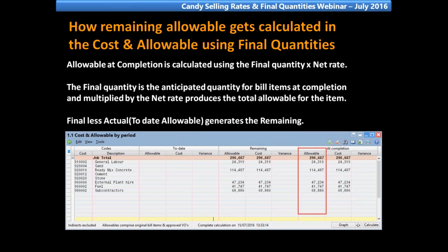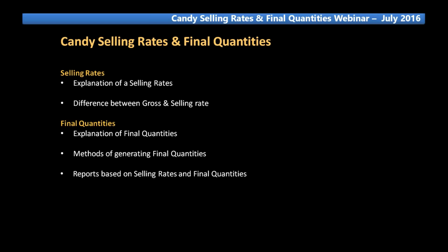Final less actual to date allowable generates the remaining quantities. So if you generate valuation, the first valuation will populate all the allowables. Your allowables to date less your allowable at completion will give your remaining allowable. The last topic is reports based on selling rates and final quantities.